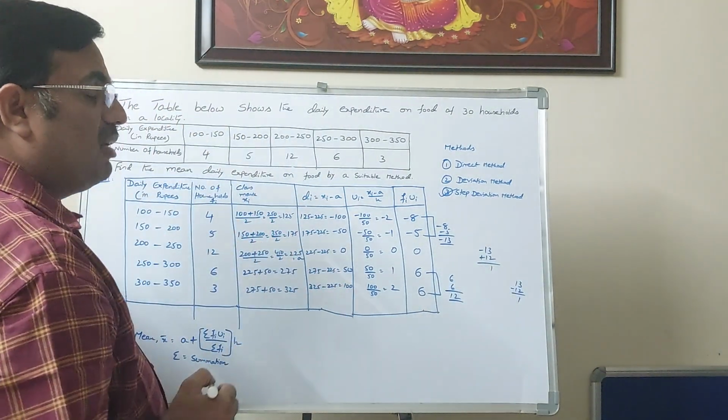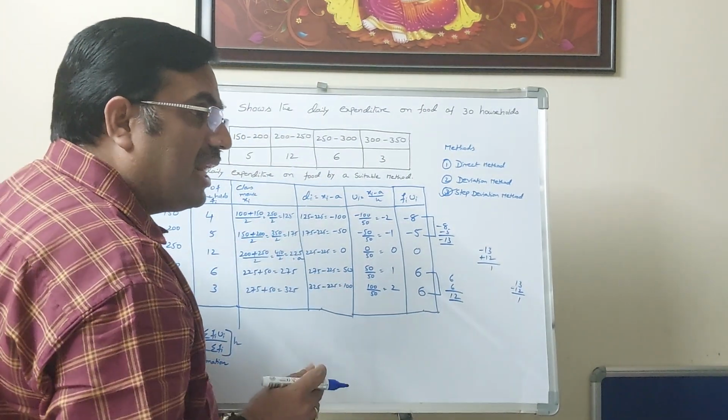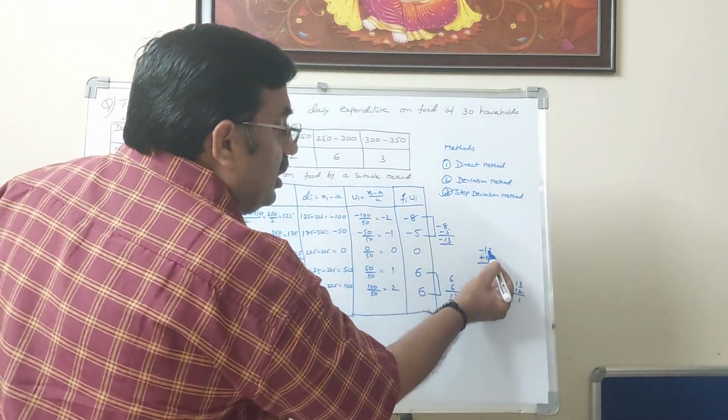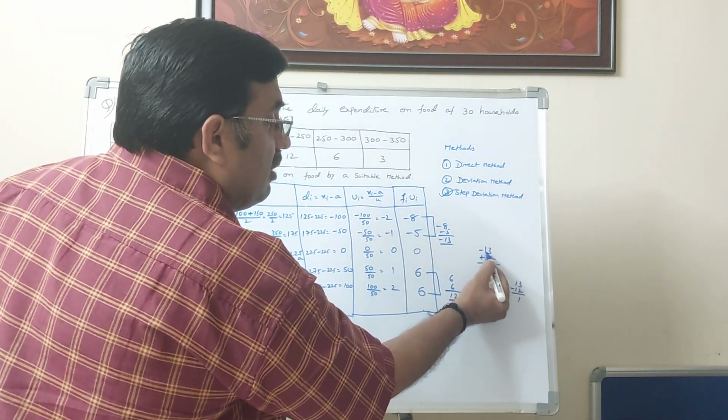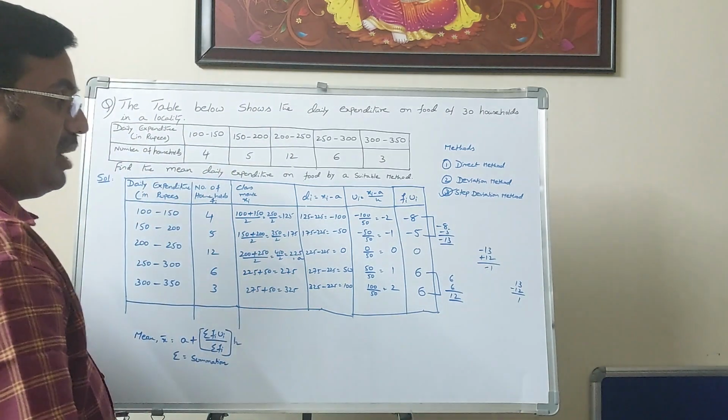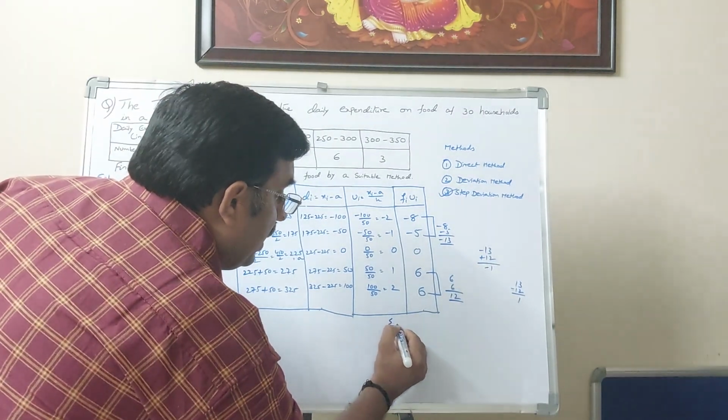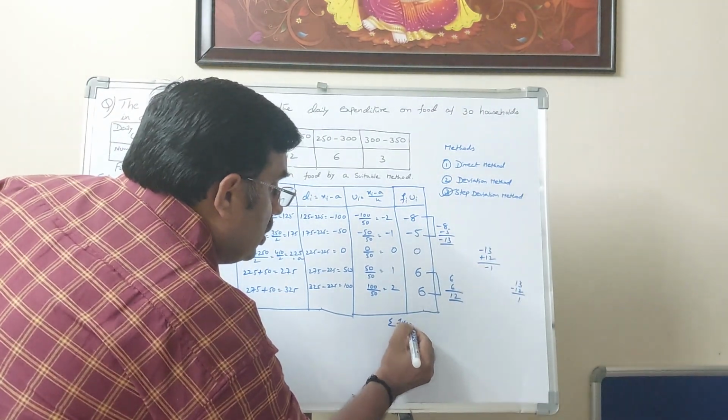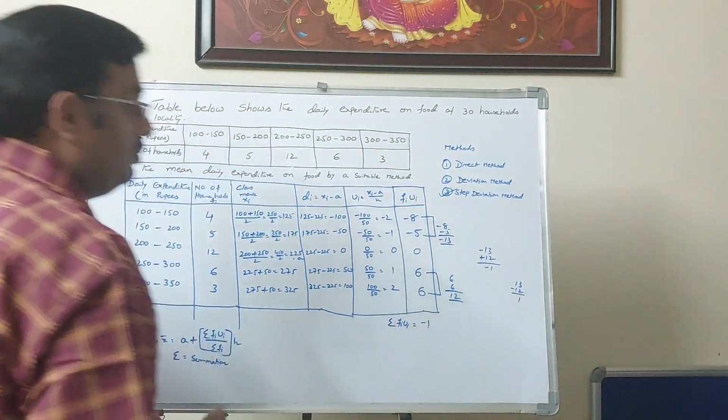What sign will you get here? You have to put the sign of the bigger number. In 13 and 12, 13 is the bigger number, and the sign of 13 is minus. So you will get minus. So sigma Fi ui is equal to minus 1.